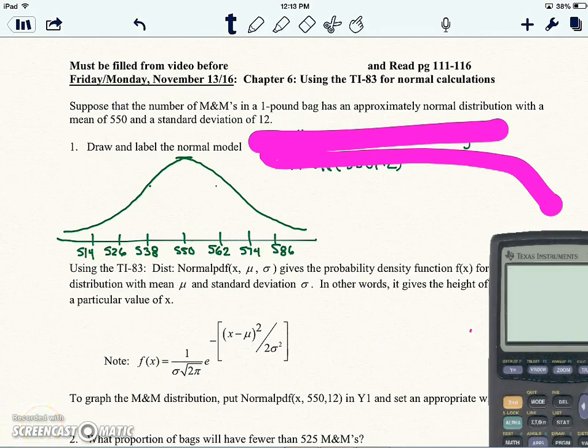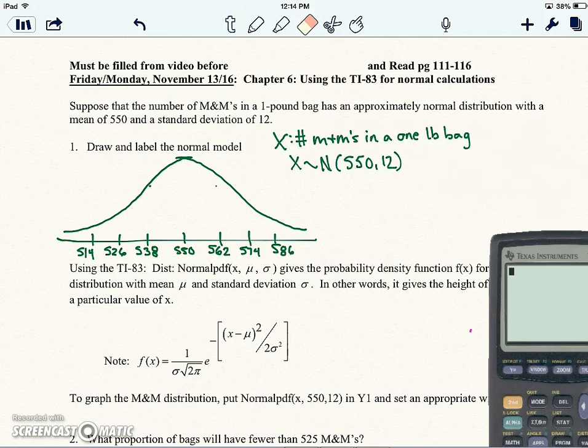Unit 4, Day 2. Suppose the number of M&Ms in a 1 pound bag has an approximate normal distribution with a mean of 550 and a standard deviation of 12. Okay, so we're going to put that in math words. We have a random variable, x, that represents the number of M&Ms in one bag, and x is approximately normally distributed with a mean of 550 and a standard deviation of 12. And then I drew my picture.